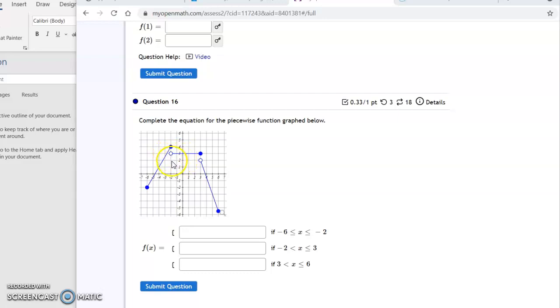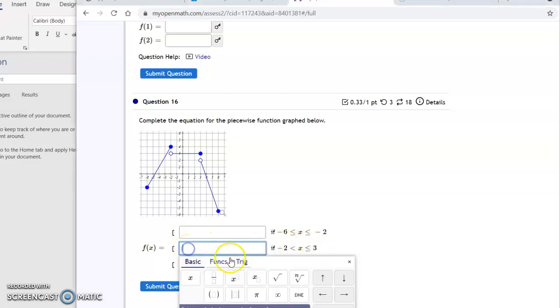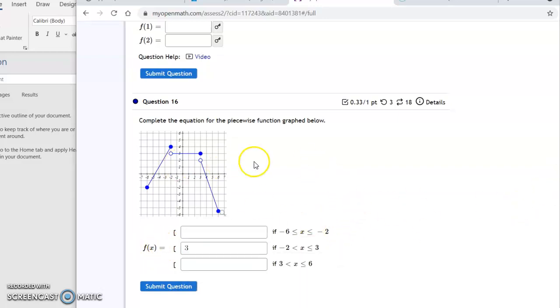Now, this is between -2 and 3, so it's this piece right here that we want to put it in here. Now, we don't have to put the y equals. That's the f of x equal part out here. We just need to put the 3. So that's the easy part of this one. Let's go to the harder parts.